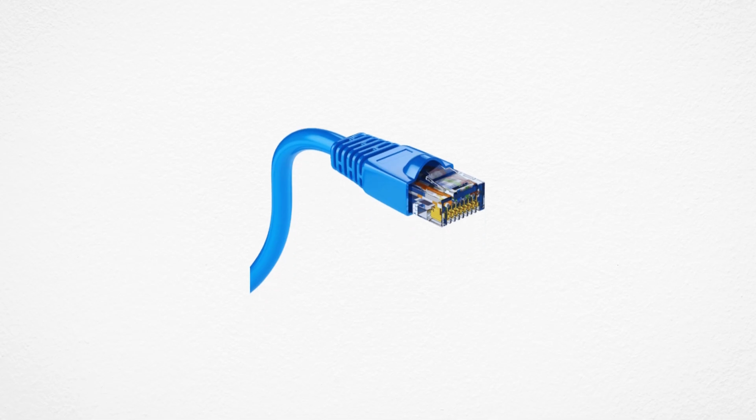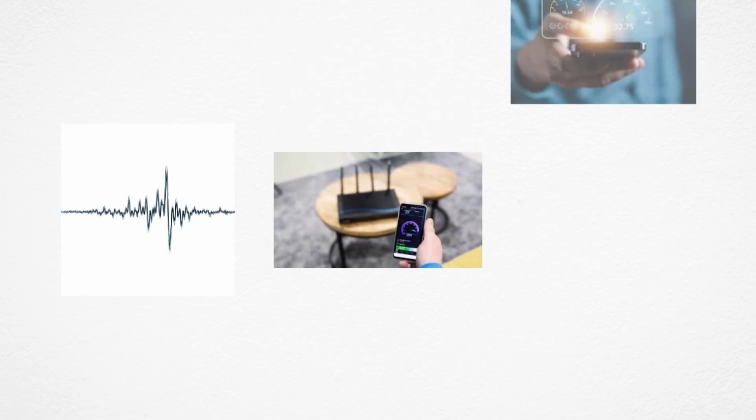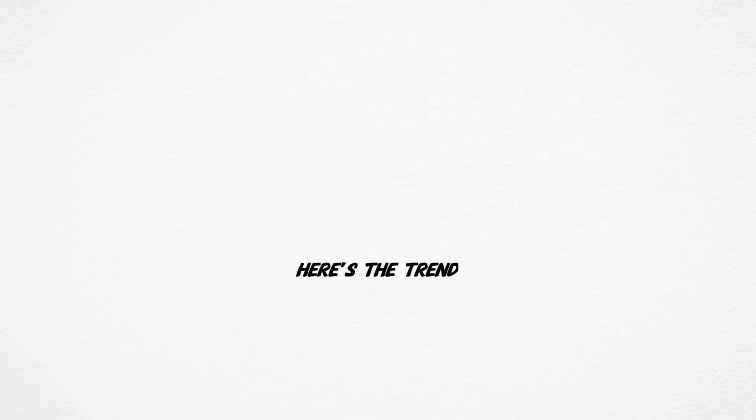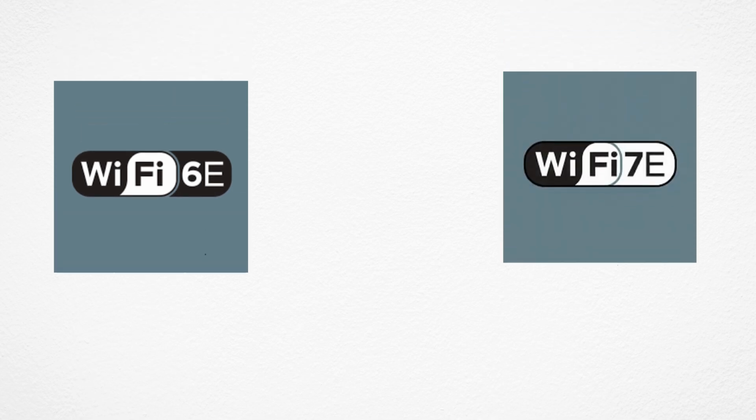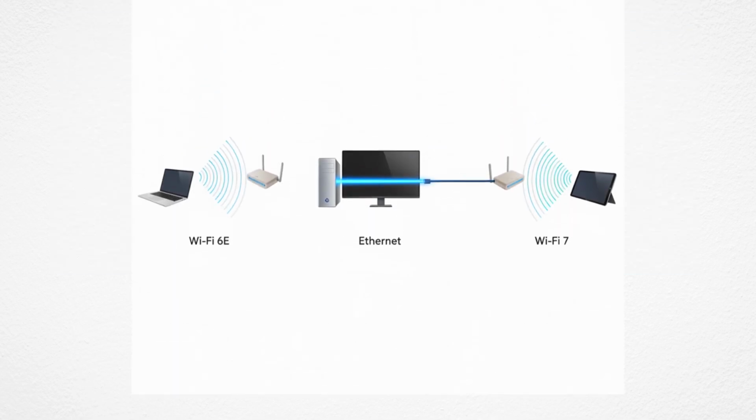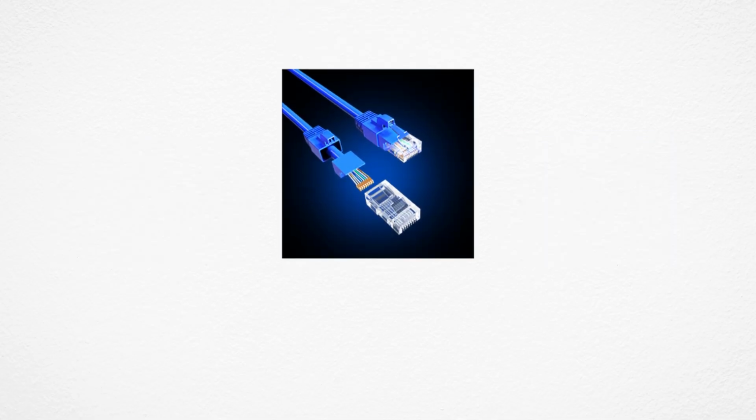Ethernet is direct. No conversion. Data goes straight from your computer to the router to the internet. Lower latency, higher stability, full bandwidth all the time. Here's the trend. Most people use Wi-Fi and don't care. But Wi-Fi 6E and Wi-Fi 7 are getting faster, which is shrinking Ethernet's advantage. Still, for streaming, gaming, or high bandwidth work, Ethernet remains unbeaten.